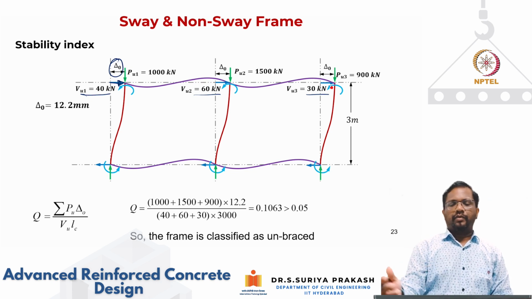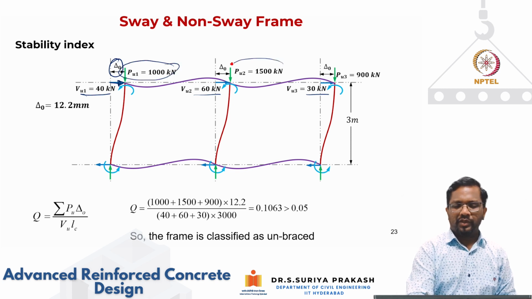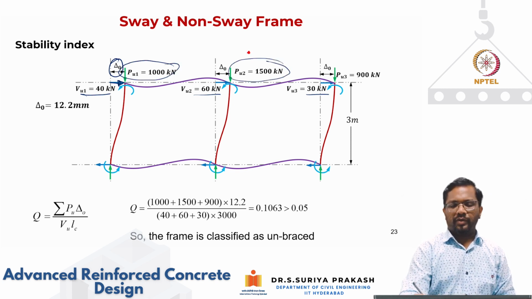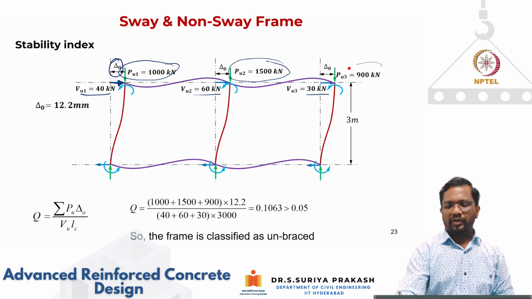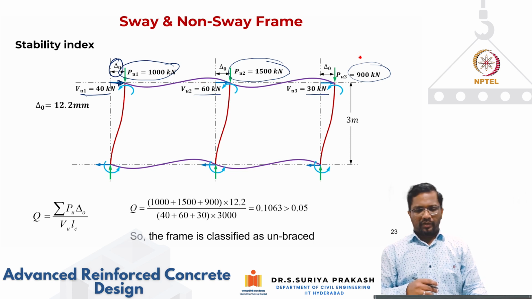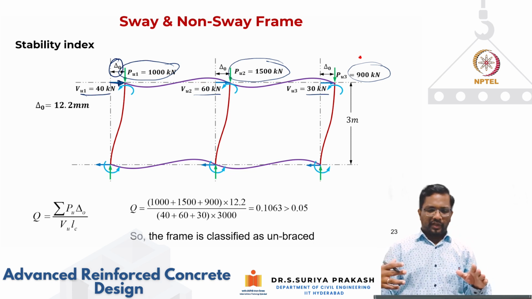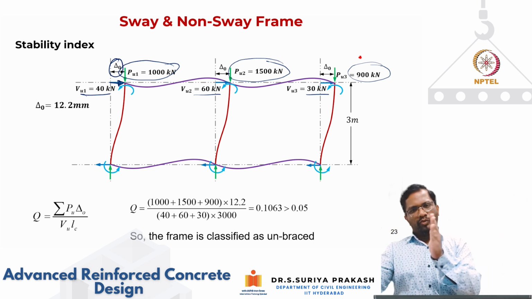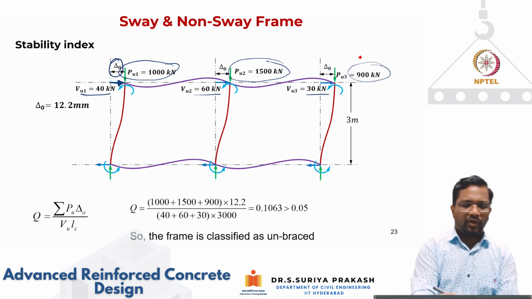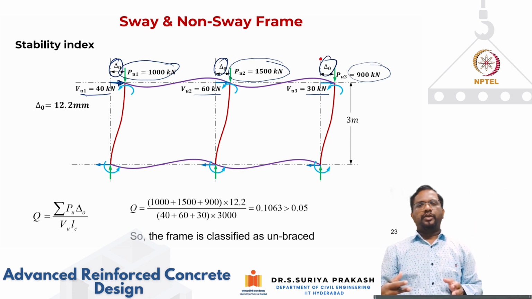I've also done analysis, and I'm giving you the loads: the first column is 1000, an interior column 1500, and the rightmost column I'm saying is going to have 900 kilonewton. Now all these columns are also connected by the slabs, so everything is going to move laterally by the same magnitude. For all the columns, it is going to move by delta naught only. They are all connected by rigid slabs.